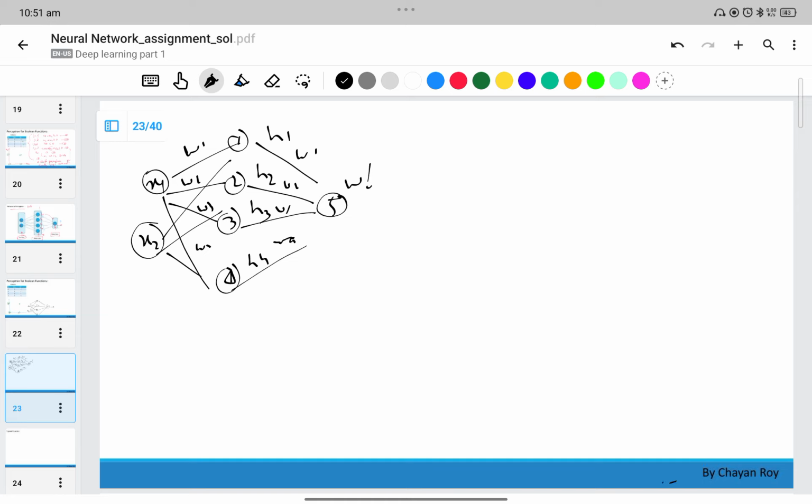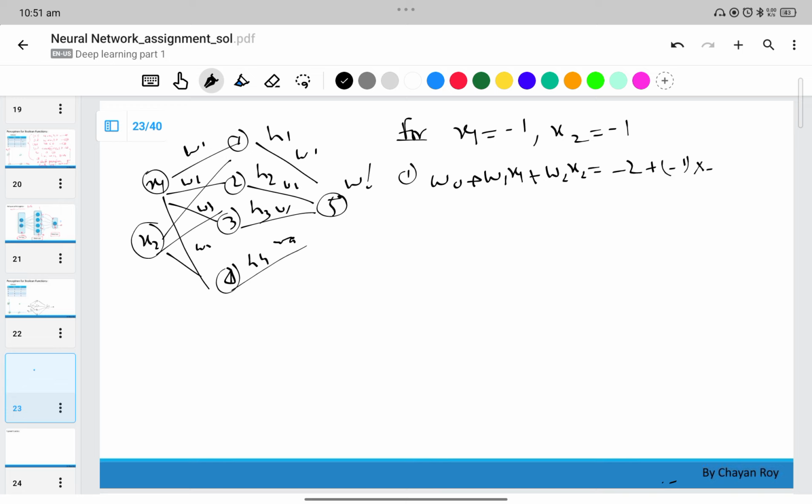So now let's calculate for one input at least. For x1 equals -1, x2 equals -1. In neuron 1 we have w0 plus w1 x1 plus w2 x2. If we calculate -2 plus -1 into -1 plus -1 into -1, we will get 0.